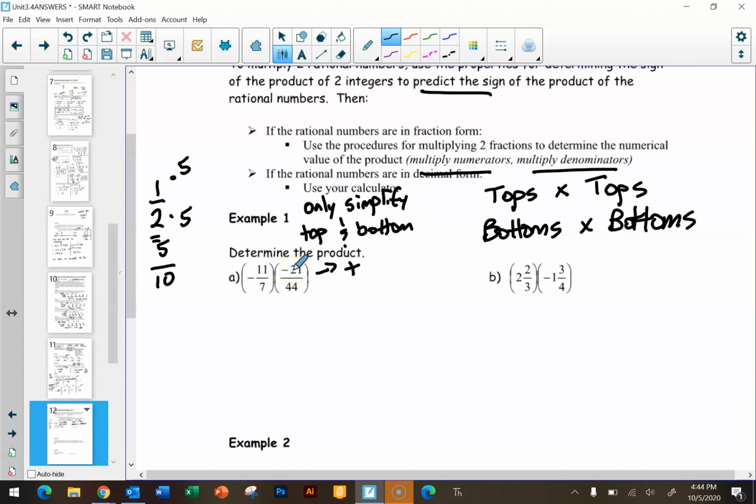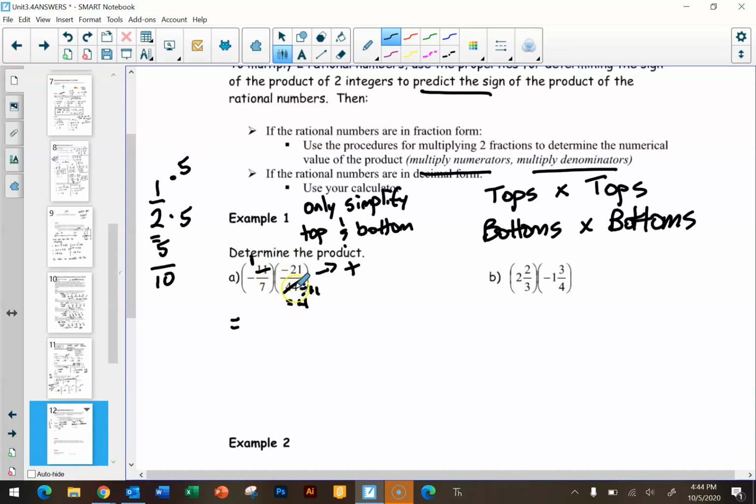You can't simplify two of the numbers at the top. It doesn't work. So I'm going to look at the 11 and the 44. I'm completely ignoring the signs because I've already decided my answer is going to be positive. If I look at 11 and 44, I can divide 11 out of both of these. So what happens if I divide 11 by 11? I get 1. If I divide 44 by 11, that turns into a 4. So now instead of an 11 up top, I've got a 1, and instead of a 44 at the bottom, I've got a 4.